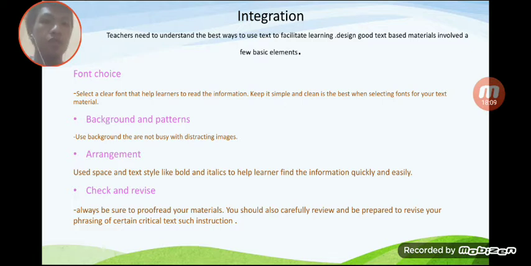So check and revise. Always be sure to proofread your materials. You should also carefully review and be prepared to revise your phrasing of certain text such as instructions. Siyempre, lagi mo check yung presentation mo, malay mo iba na yung nakasulat. Malay mo, puro mga jejemon na words. So, paano na yun? Siyempre, kailangan mo yung check. Tapos, pag may mali, edi i-revise mo na.